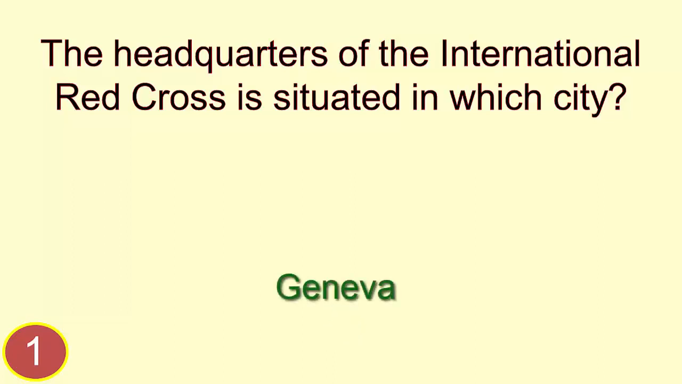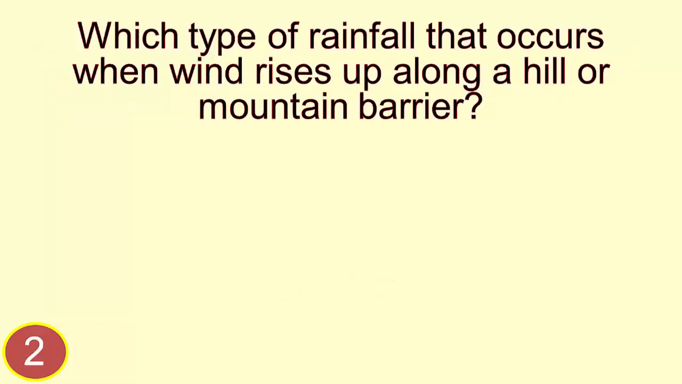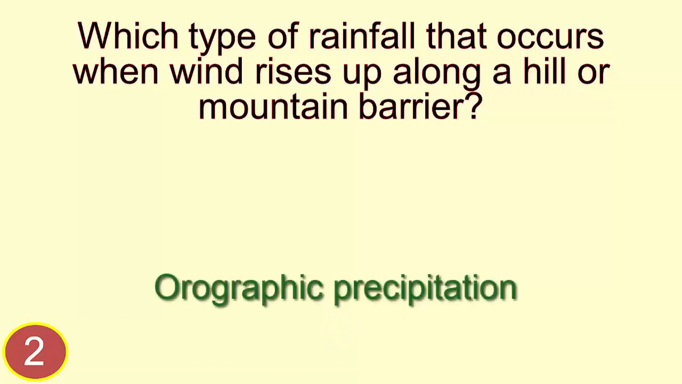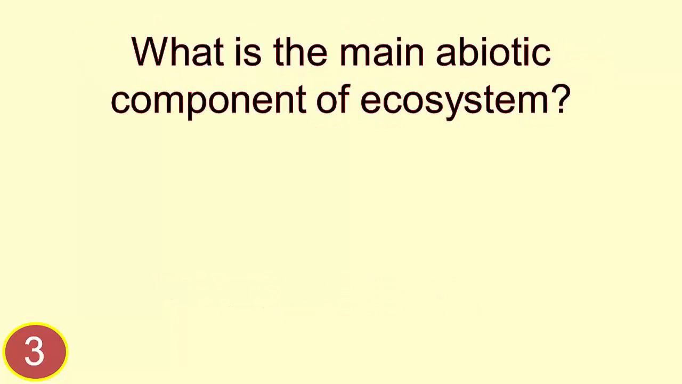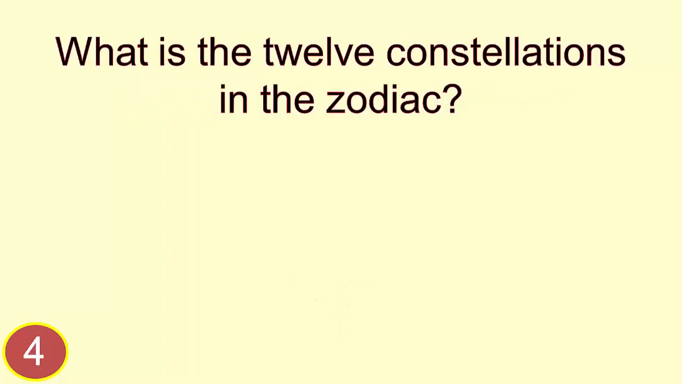Answer is Geneva. Which type of rainfall occurs when wind rises up along a hill or mountain barrier? Answer is orographic precipitation. What is the main abiotic component of ecosystem? Answer is water. What is the 12 constellations in the zodiac?